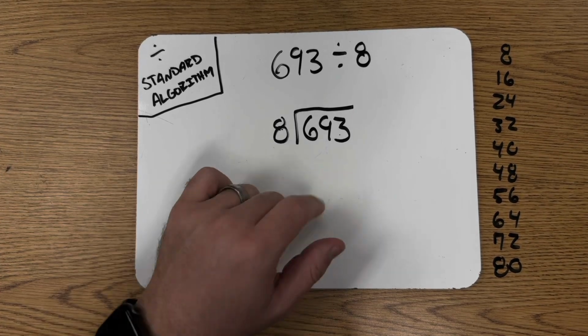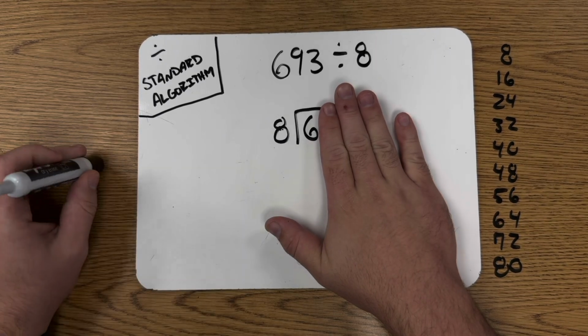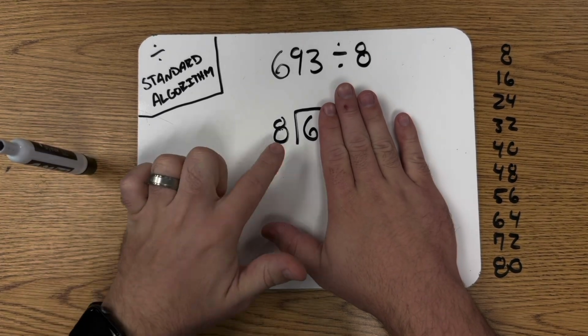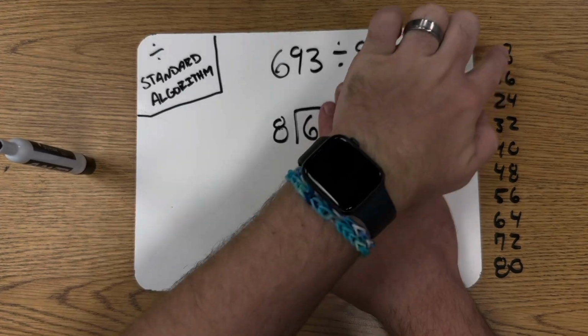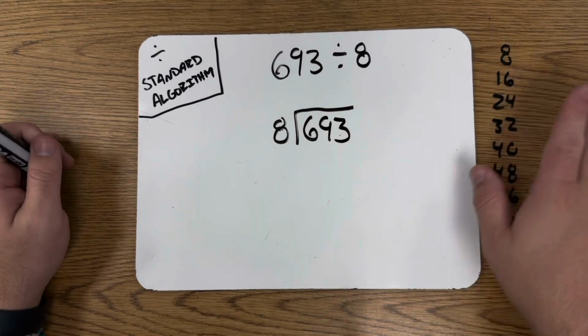So I look at this, and I'm going to look at each set of digits individually. I'm going to say 8 into 6. Is there a way that I can divide 6 by 8? And I look at it, and no. The highest one I can do is 1. Cannot do that. So I'm going to have to add another digit to this.